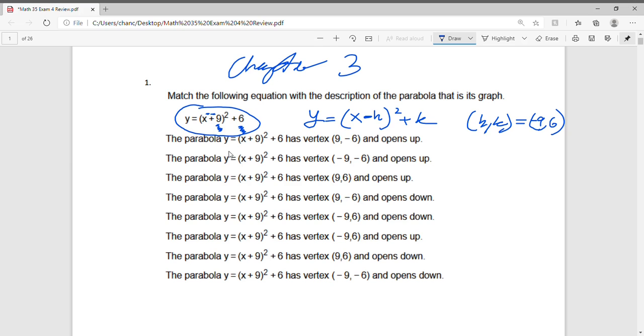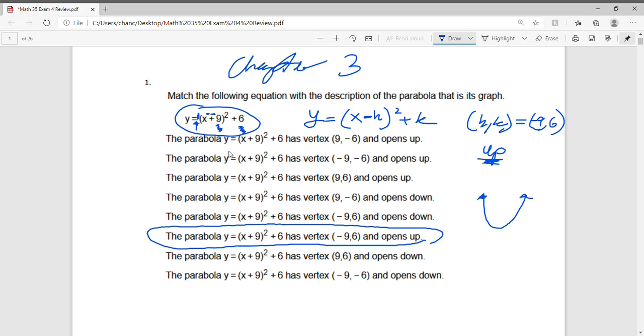If you look at the front of our parabola, we have a positive 1 in the front. That means the parabola is going to open upwards. It's going to face up because the number in the front of a parabola is positive 1. And so the only option that has that is this option here. The parabola y equals (x plus 9) squared plus 6 has a vertex of negative 9, 6, and it's going to open upwards.